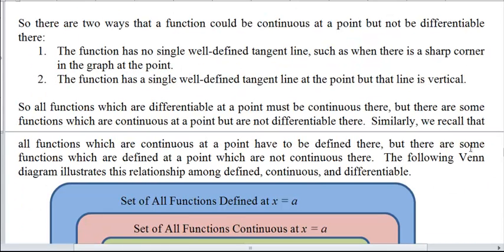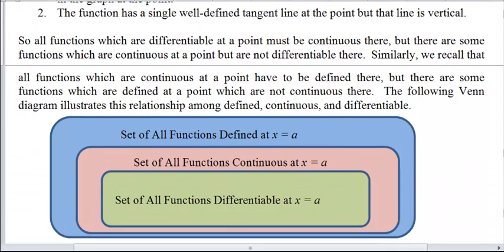So again, the function has no single well-defined tangent line, such as when there's a sharp corner in the graph at the point. That's like y equals absolute value of x. There's lots of other things that look kind of like that. Or the function has a single well-defined tangent line at that point, but the line is vertical. If either one of these things happen, it could be continuous but not differentiable.